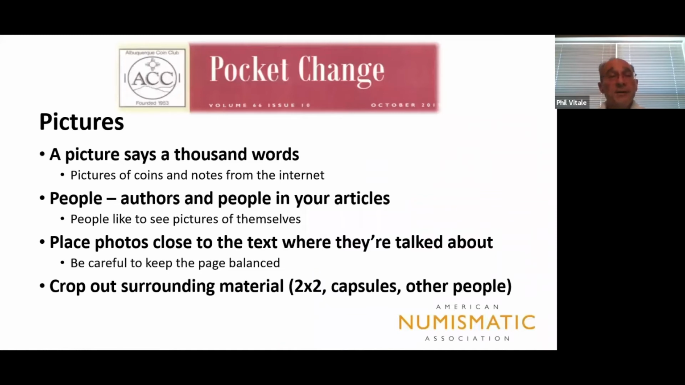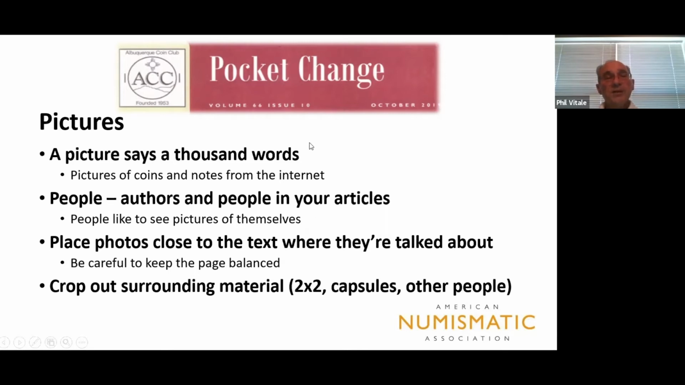Pictures always say 1,000 words. I used to try and take my own pictures of coins to put them in, and then I found out that it's much easier to get non-copyright-protected pictures of coins and notes from the internet. It's faster, easier, and you don't get in trouble doing it.